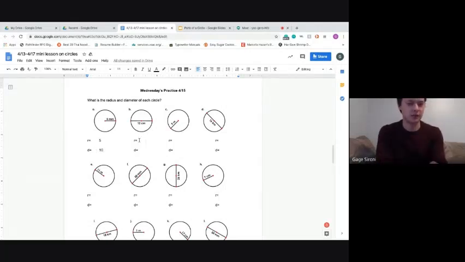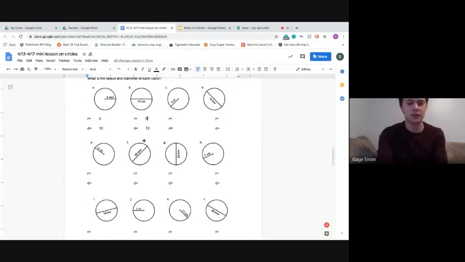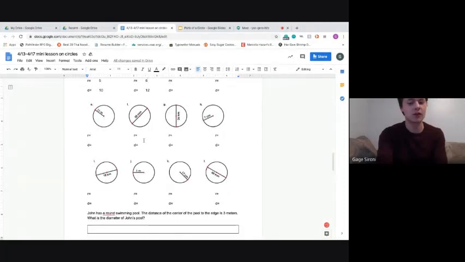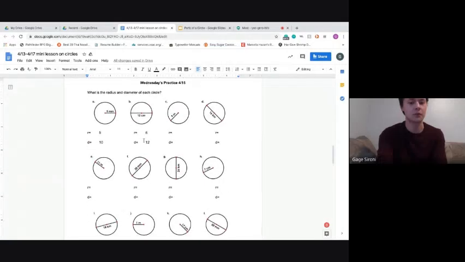B's going the opposite direction. We have a line that goes from one side of the circle, crosses through the center, and then ends on the other side. That's a diameter. The diameter is 12. The radius, as being half the diameter, is going to be 6. All right? So all I have to do for this first set of practice problems, figure out what the radius and diameter is, and then you got a word problem down below.